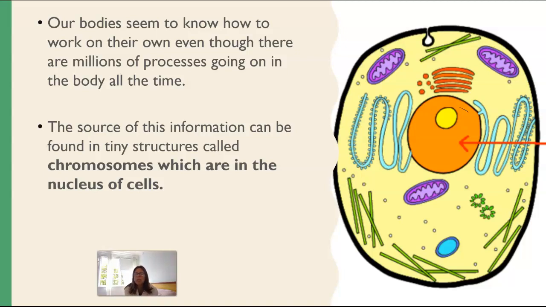So, our body is a wonderful thing, and it just seems to know what's going on and do it all on its own at any one time. And the source of information is all to be found on our chromosomes, and our chromosomes are located in the nucleus of our cells. In year 7 or year 8, we looked at cells, and you would know that the basic structure of a cell has your cell membrane, the nucleus, the cytoplasm. Well, inside our nucleus is where our chromosomes are located.